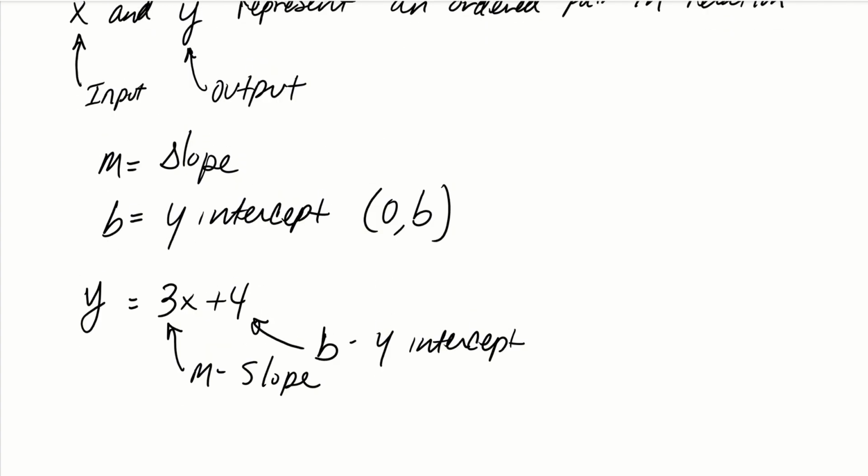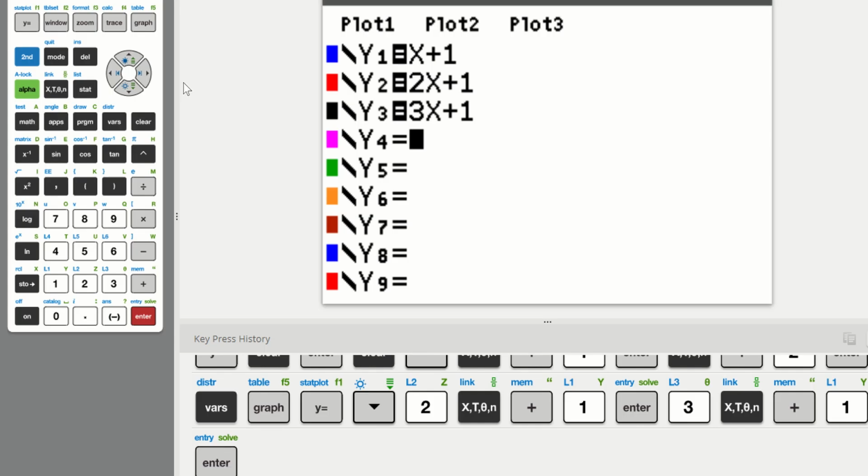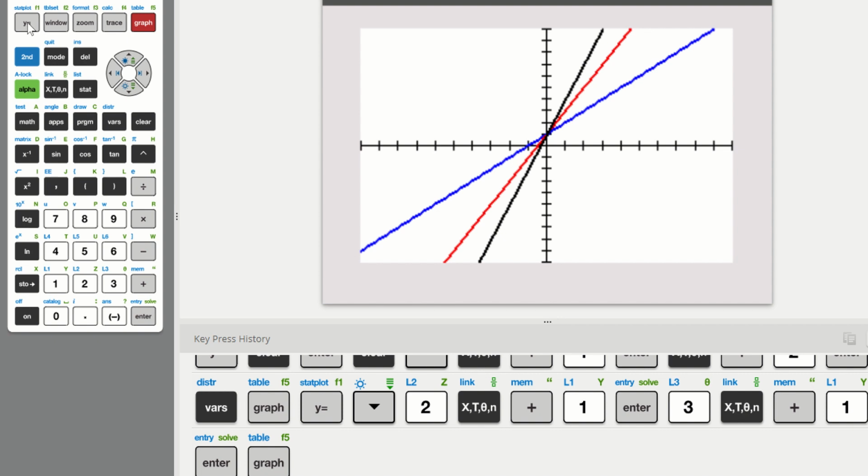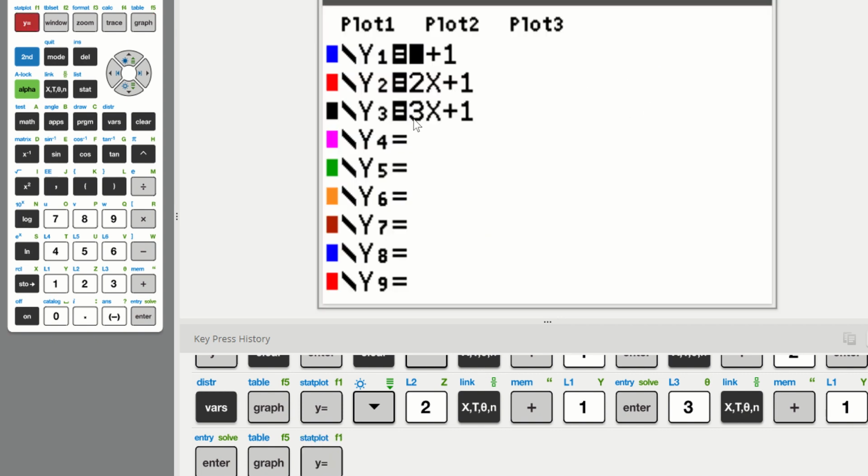So let's take a look at how this works. What I did is I put in 3 different equations, and the only thing I changed is the number in front of x. So it's 1x, 2x, and 3x. If I graph this, you'll see the only difference between the 3 lines is the slope. This has a slope of 1, this has a slope of 2, and this has a slope of 3. So a bigger slope means a steeper line. Again, the only change I made was to the number in front of x.